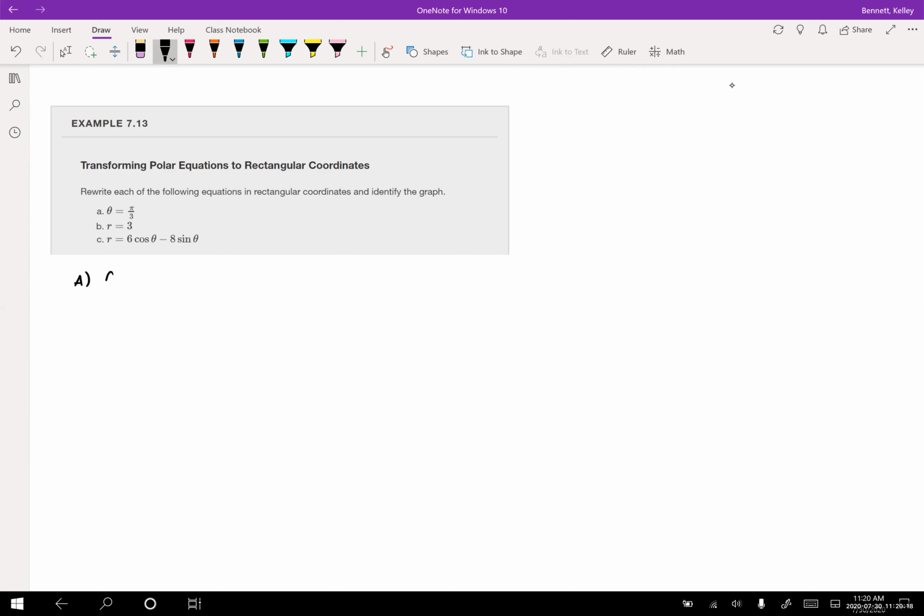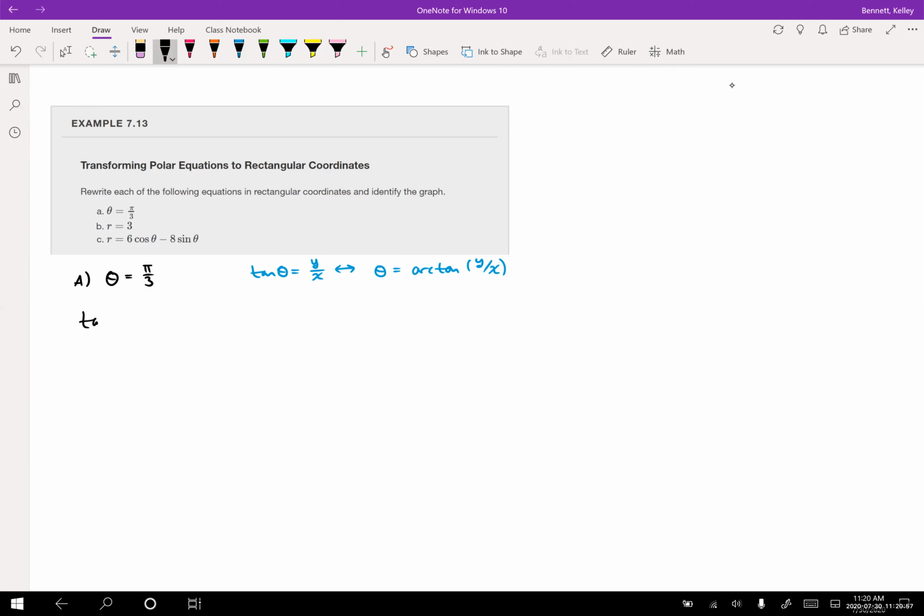So if theta equals pi over 3, I'm going to use, in blue, I'll just write my substitution. So I know that tan theta equals y over x. So that would give me that theta equals arctan of y over x. I could use either of those. I'm going to use the first one. They're equivalent, so it all shakes out.